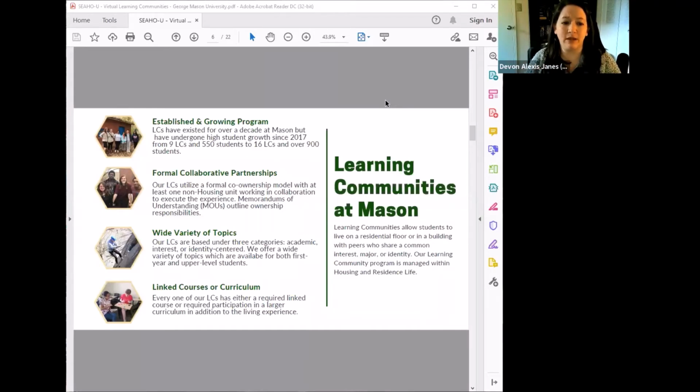Also important, we have a linked course or curriculum with all of our learning communities. This means that students are either enrolled in a course together, or in the case of some of our upper level communities, they are participating in the upper level academic curriculum for that school. So our upper level art students are all taking upper level arts courses. These are all really key components of our program that are important to consider as we move forward and talk about what happened next.